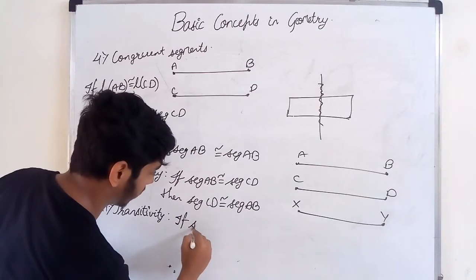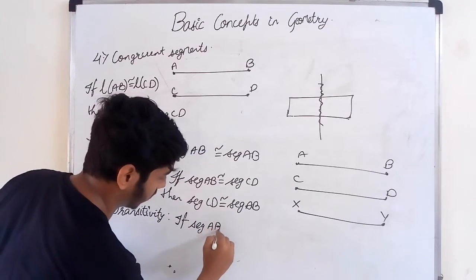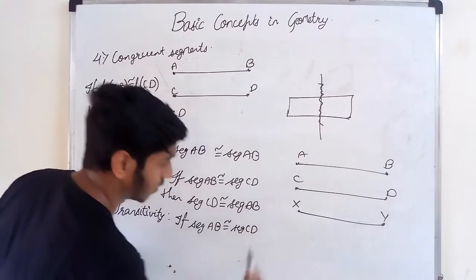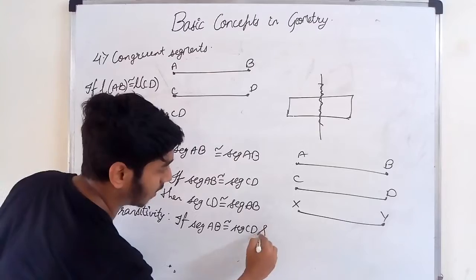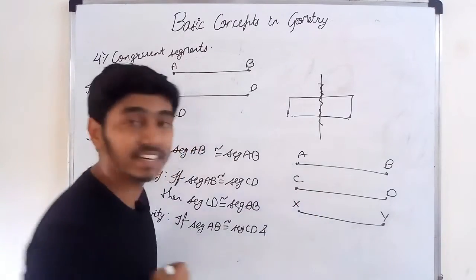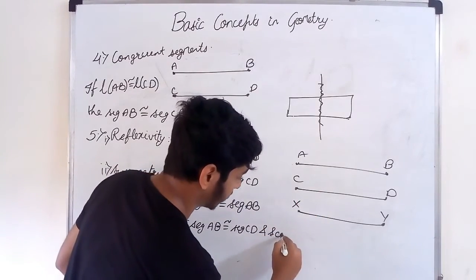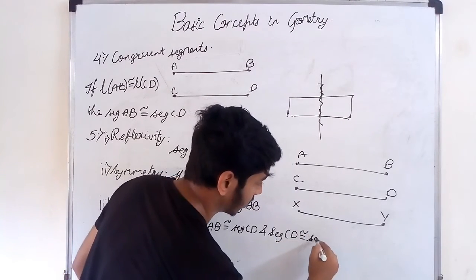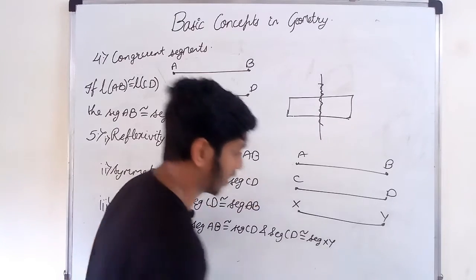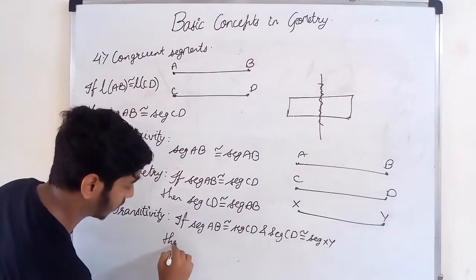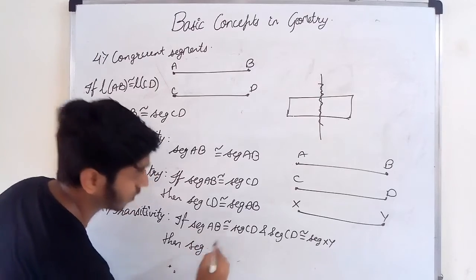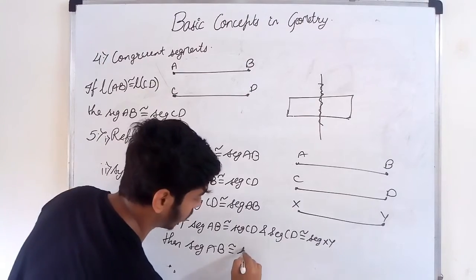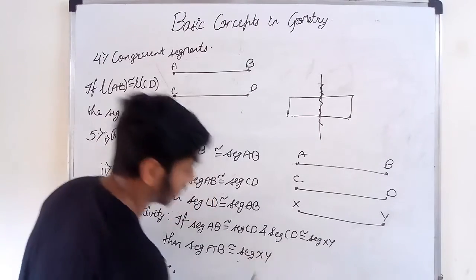if segment AB is congruent to segment CD, and segment CD is congruent to segment XY, then segment AB is also congruent to segment XY.